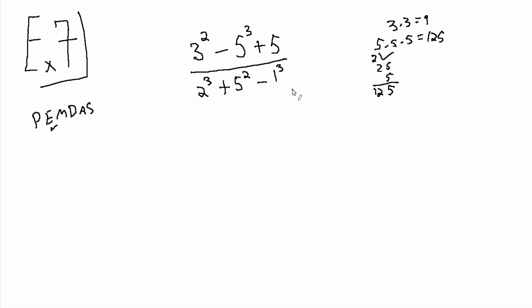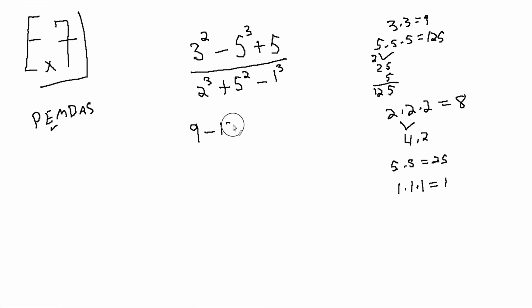Now we'll do the next one. 2 to the power of 3, which is 2 times 2 times 2. 2 times 2 is 4, and times 2 is 8. We already know 5 times 5 is 25. And now we'll just do 1 to the power of 3, which is 1 times 1 times 1, which is 1. Go ahead and plug everything in. We know 9 would represent the 3 to the power of 2, and negative 125 would be the equivalent of 5 to the power of 3. Now you just have 5 on top with the rest of them.